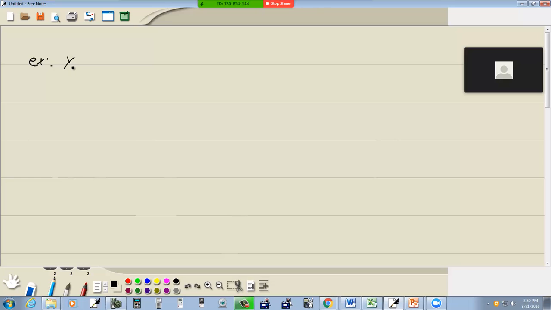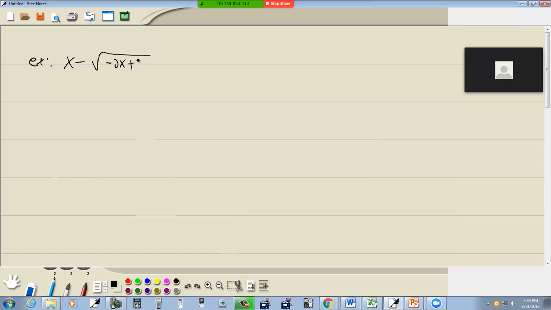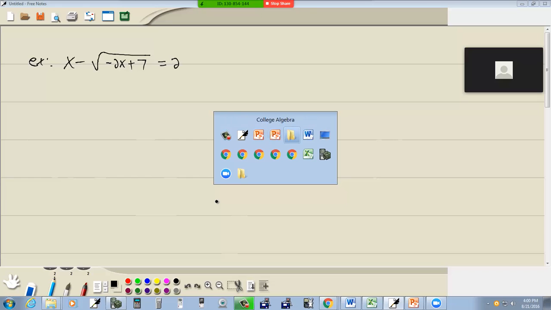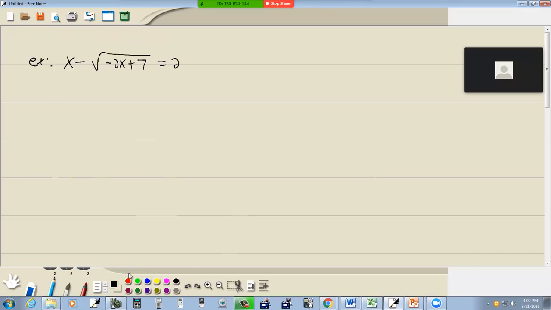Then we got x minus the square root of negative 2x plus 7 is equal to 2. Okay, step 1. Get a radical by itself on one side of the equals. So I'm going to take this negative square root and take it to the right side. I'll take this 2 and move it to the left side. Remember, when you move anything across your equals, your sign changes, so the 2 becomes a negative 2, and this negative square root becomes a positive square root. And now the square root is by itself on one side.